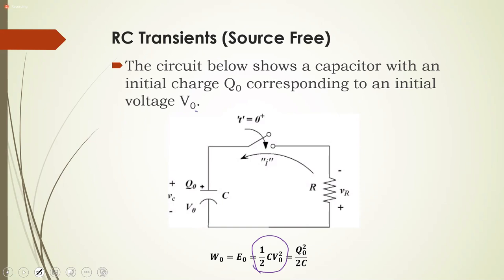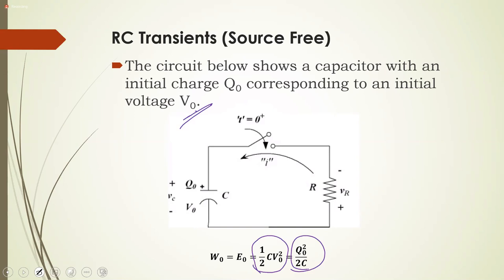So it means therefore that before I close the switch, the voltage is V zero. So the energy would be half CV zero squared, which is the same as Q zero squared over 2C. All right, so we have set up the scenario.